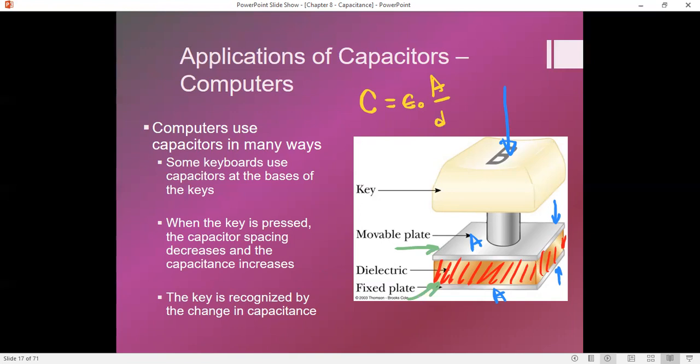and therefore it acknowledges that in its programming. Now, when I release that key, this squishy material will then relax and the distance will become greater, the capacitance will drop, and the charge will come off the plates because it can't hold as much. Its capacitance decreases, it can't hold the charge, so the charge comes off.